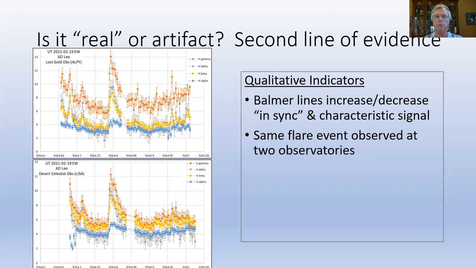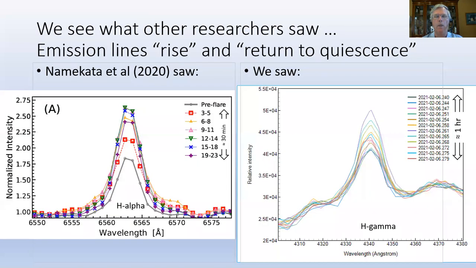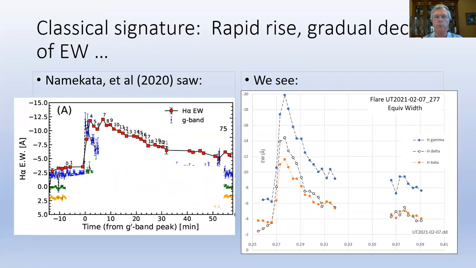That's comforting if you remember the story of the microwave oven at a radio observatory a few years ago. In all respects, our observations are consistent with what professional researchers have seen. The rise and fall of emission line flux is very similar. The sharp rise in equivalent width, followed by a gradual return to the quiescent level, and the typical 1-hour timescale are also consistent with what professional researchers see.